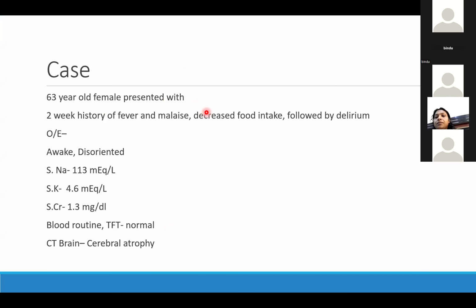Coming to a case, a 63-year-old female presented with a 2-week history of fever and malaise, with decreased food intake followed by delirium. On examination, the patient was awake and disoriented with a serum sodium level of 130 milliequivalents per liter, potassium of 4.6, serum creatinine of 1.3. Blood routine and TFT were normal, and CT brain showed cerebral atrophy.